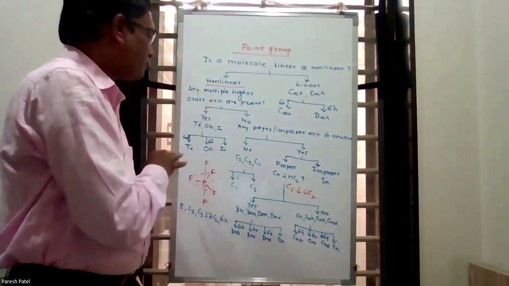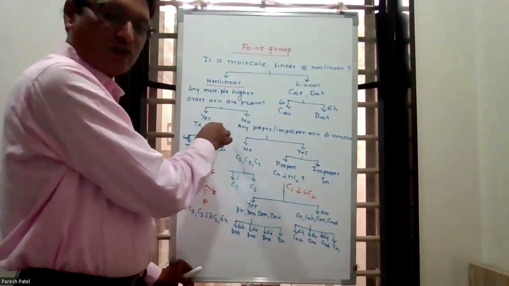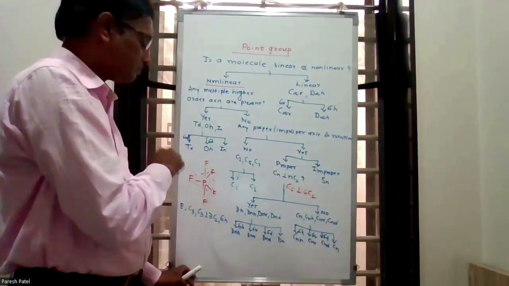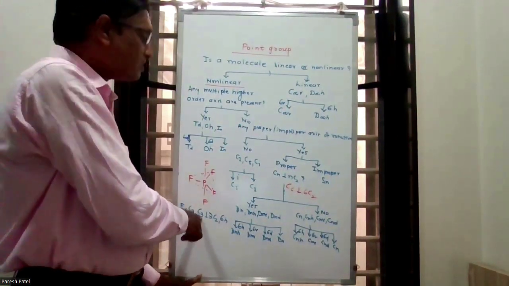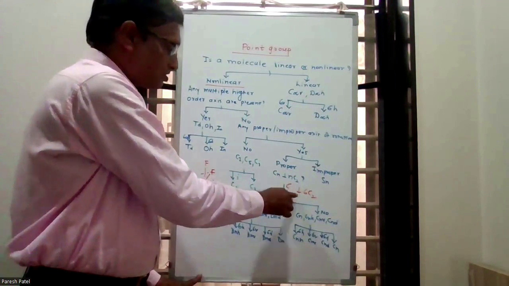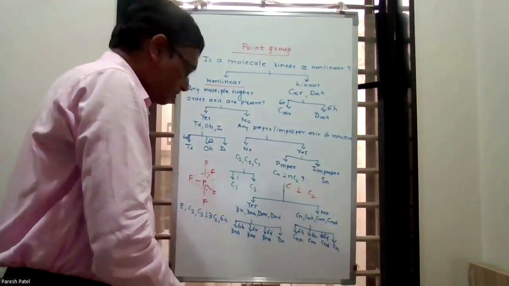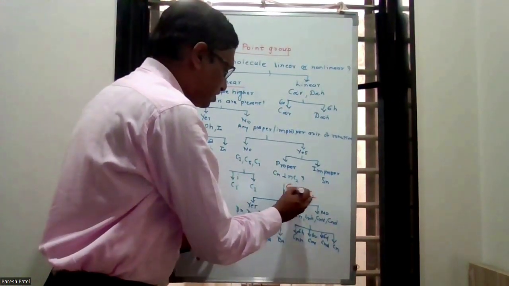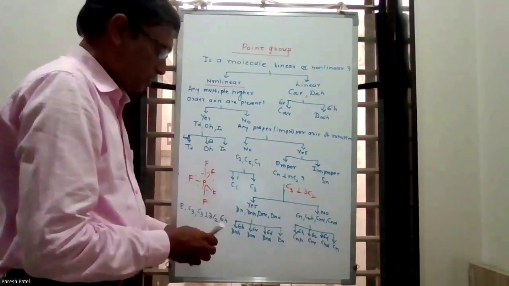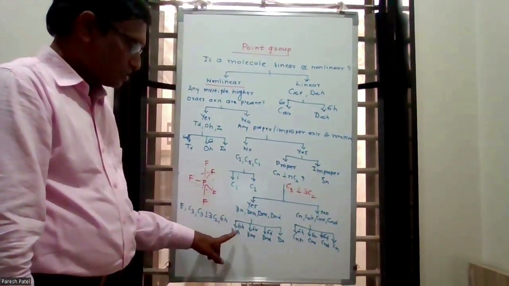Any multiple higher order axes are also absent. Any proper axis, yes. C3 proper axis is present. So we have to go for the C3 is perpendicular to 3C2s, yes. Then we have to go for the D options.